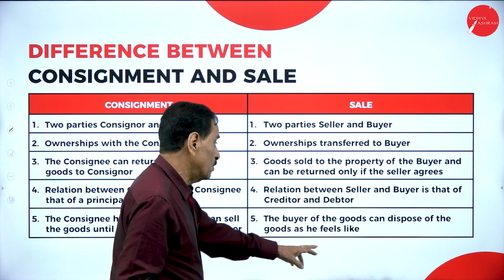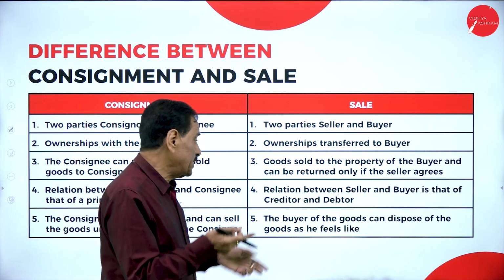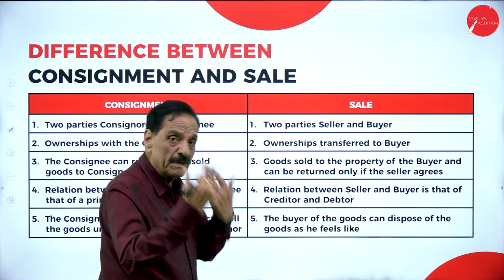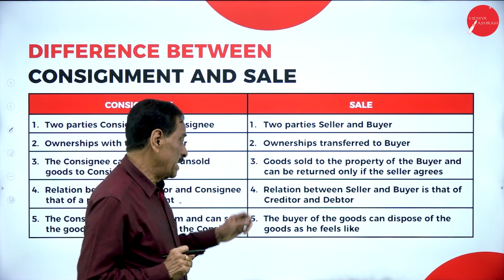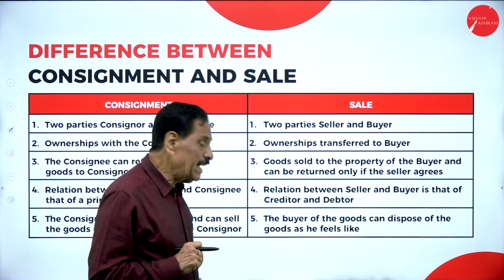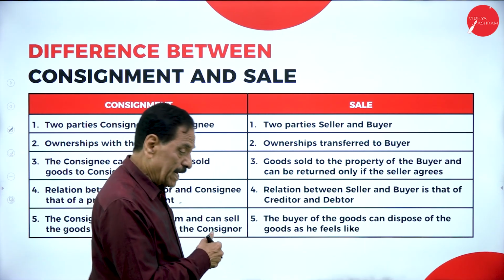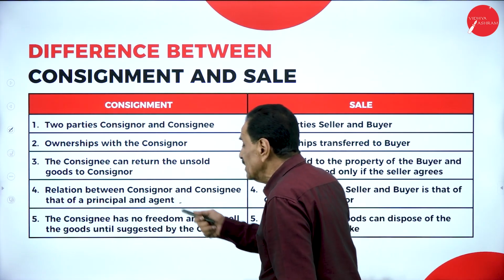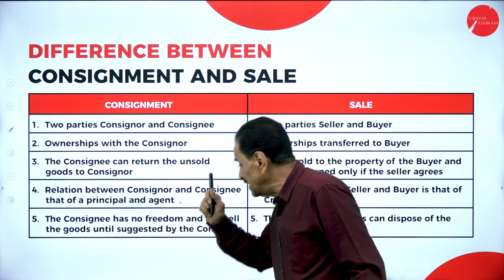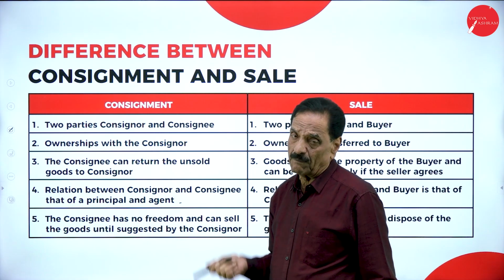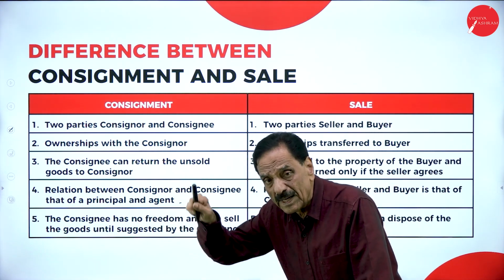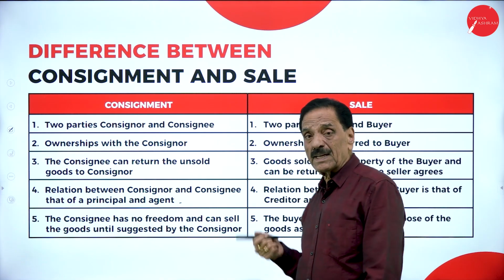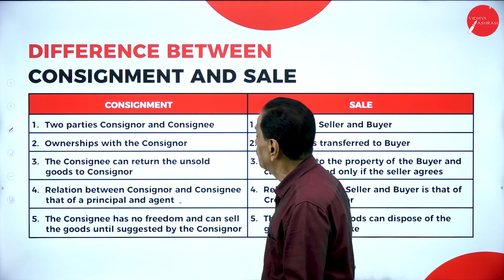The buyer of the goods can dispose of the goods as he likes. The goods have already been transferred from seller to the buyer. Buyer is almost an owner. If he likes, he can dispose the goods. Whereas here, the consignee cannot sell or dispose the goods until suggested by the consignor. So it's only an agreement. If the consignor says, then only he can dispose the goods. Here the buyer can dispose the goods.